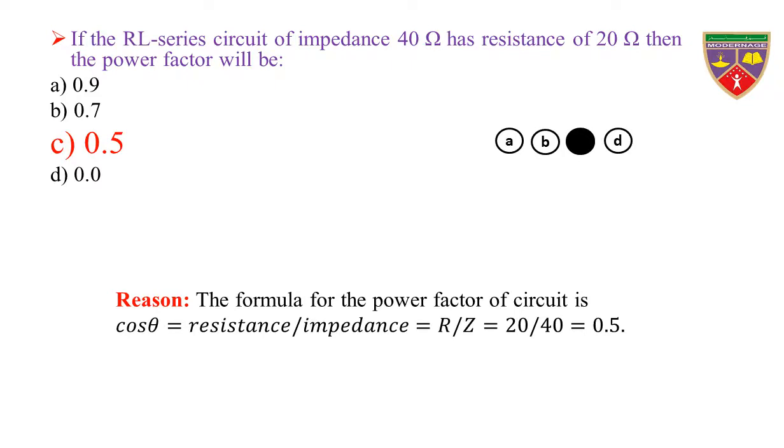Reason: the formula for the power factor of circuit is cos theta, which is equal to resistance divided by impedance, which is equal to R divided by Z. R is 20 and Z is 40. Therefore, the power factor is equal to 20 divided by 40, which is equal to 0.5. Hence, the power factor is 0.5.